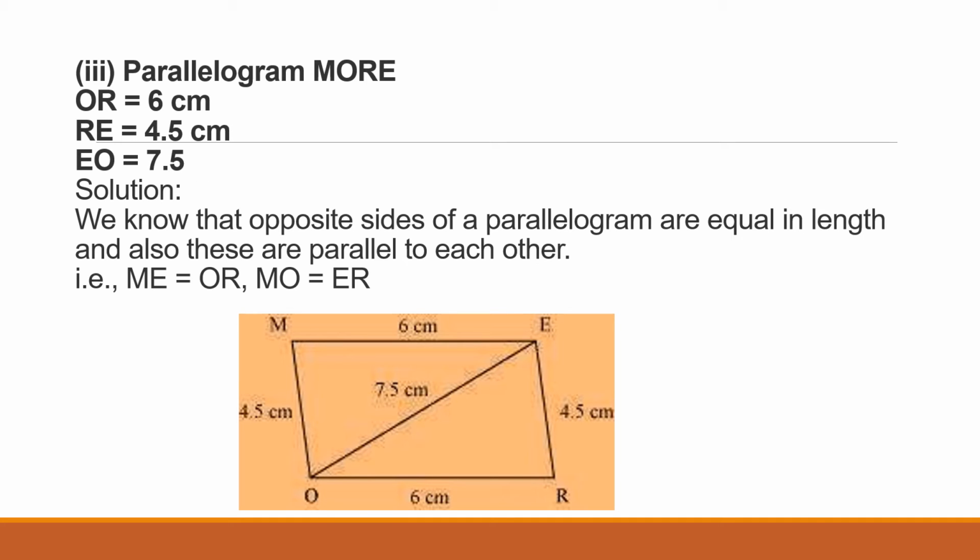Yes, same. Next, question number 3. Here we have to construct a parallelogram MOTE. But see the dimensions, what is given to us? Two sides and a diagonal. Now you think only two sides are given to us, how can we draw?